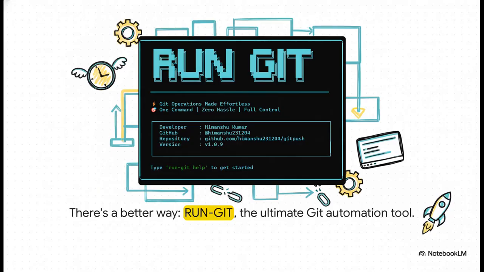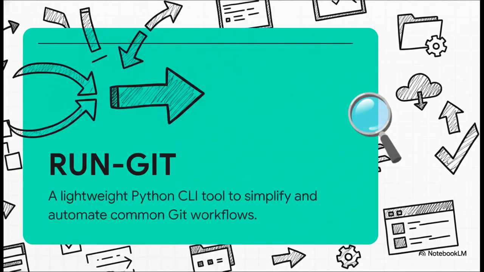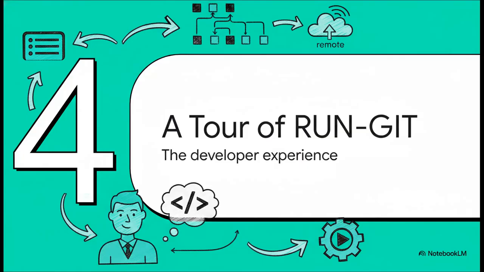So meet RunGit. It's a command line tool built with Python, and its mission is incredibly simple. Automate your whole Git workflow, make it totally effortless, and give you back your time. The whole idea here is to replace dozens of potential commands, clicks, and context switching with just one single, streamlined experience. It's built to handle the entire process for you, from staging your files to pushing a brand new repo, all without ever leaving your terminal. So that all sounds great, but what does it actually feel like to use it? Let's take a quick look at what the experience is like.